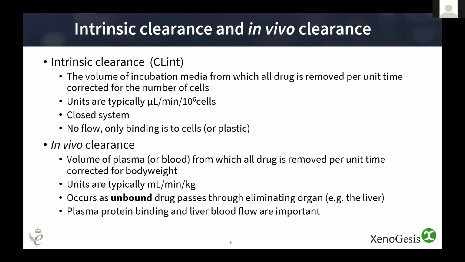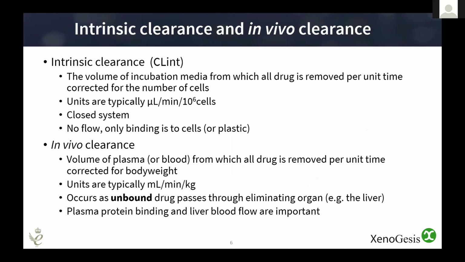So intrinsic clearance is, I say, an in vitro measurement, and it's the volume of incubation media from which all drug is removed in a unit time. And it's usually corrected by the number of cells. Most importantly, it's a closed system. There's no flow, and the only binding you have in there is to the cells or to the plasticware.